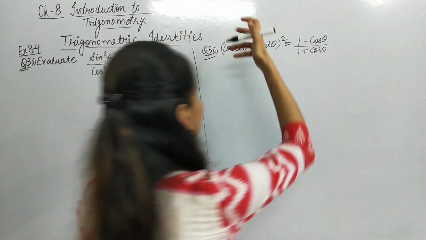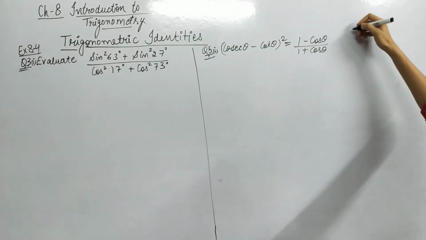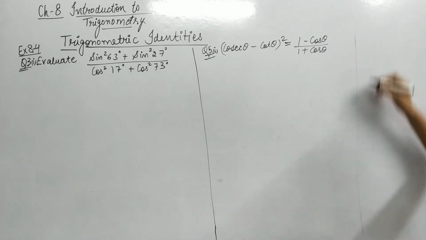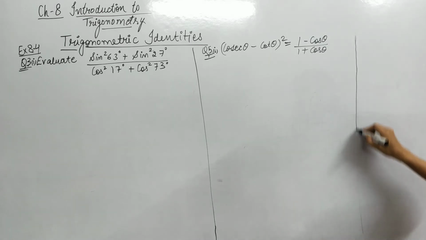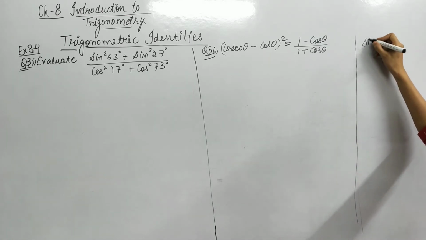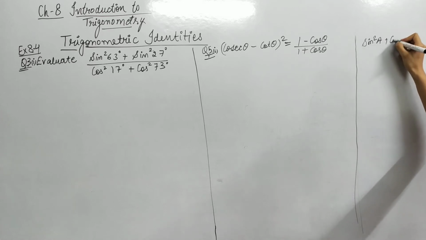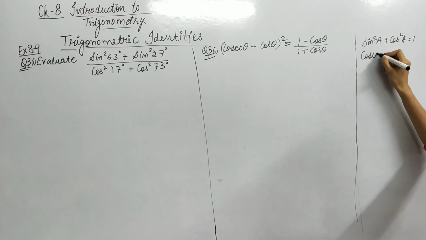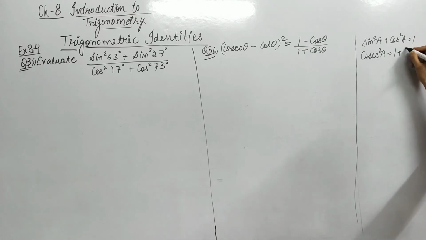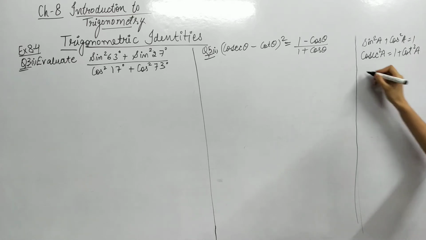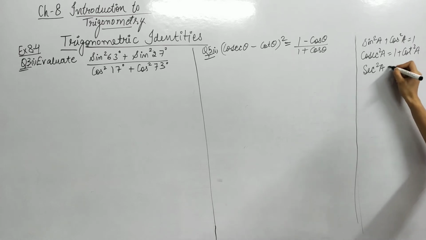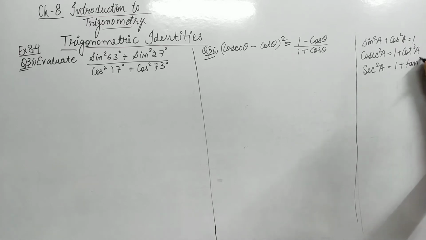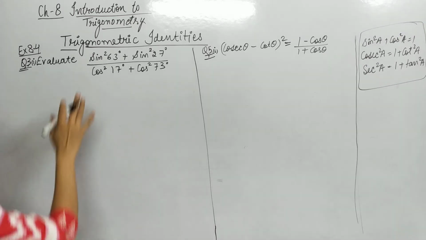Now you have learned three trigonometric identities. The first trigonometric identity you have learned is sin square A plus cos square A is equal to 1. Cosecant square A is equal to 1 plus cot square A, and secant square A is equal to 1 plus tan square A. These are three trigonometric identities. Okay, so let us try this question.